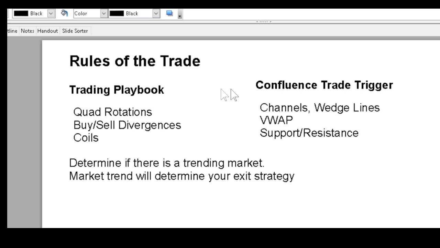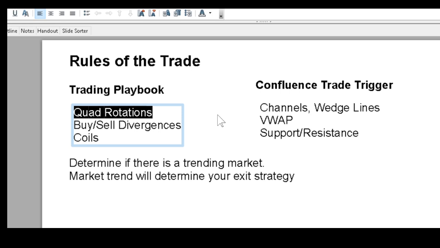So here's our confluence trade. Do we have a divergence or quad rotation? Do we have a quad rotation combined with any channel or wedge line or VWAP or support and resistance line? Do we have any of those combinations? That's what we're looking for.